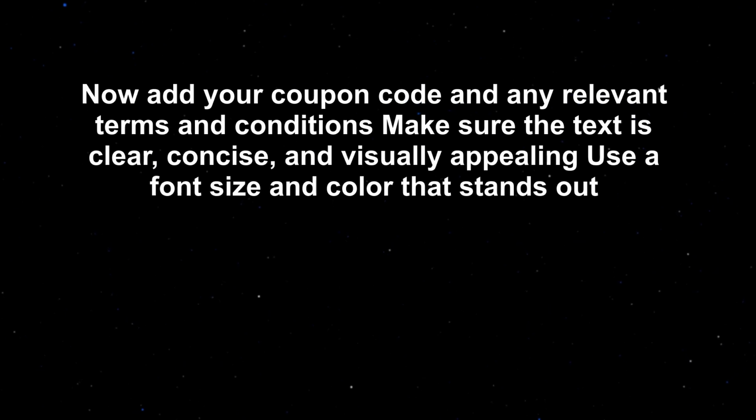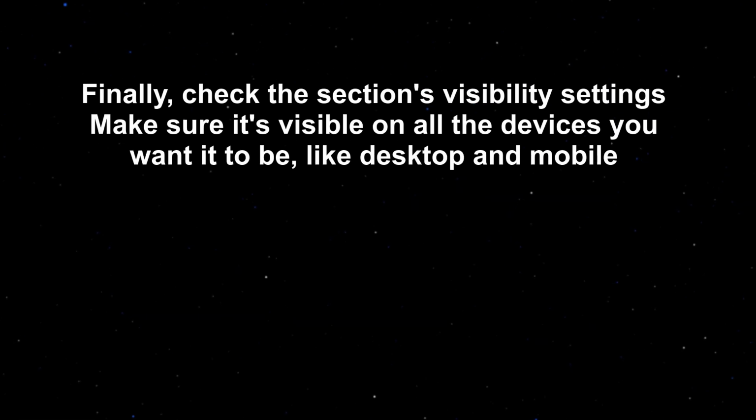Now add your coupon code and any relevant terms and conditions. Make sure the text is clear, concise, and visually appealing. Use a font size and color that stands out. Finally, check the section's visibility settings. Make sure it's visible on all the devices you want it to be, like desktop and mobile.